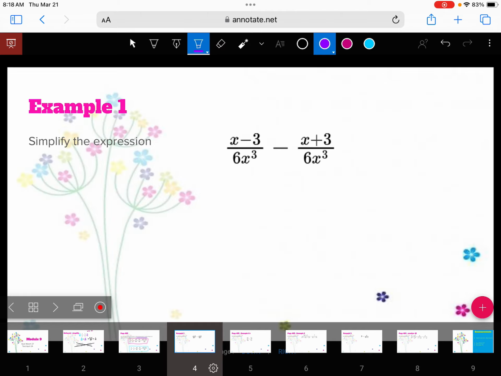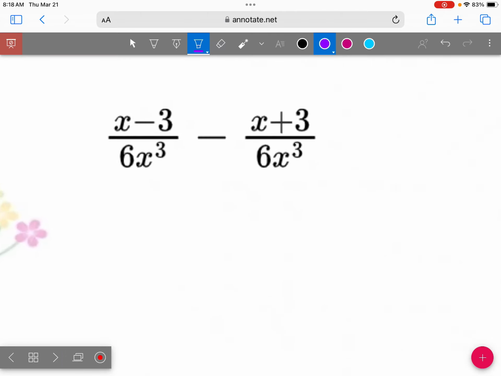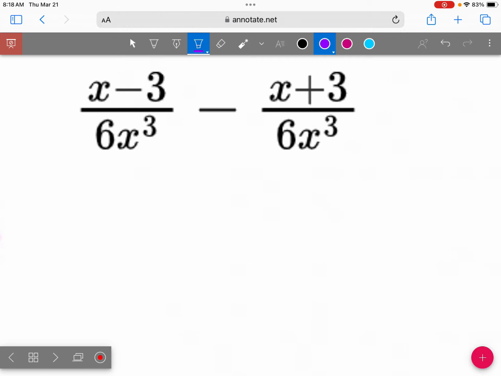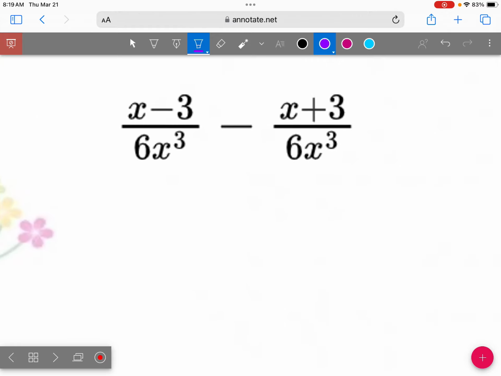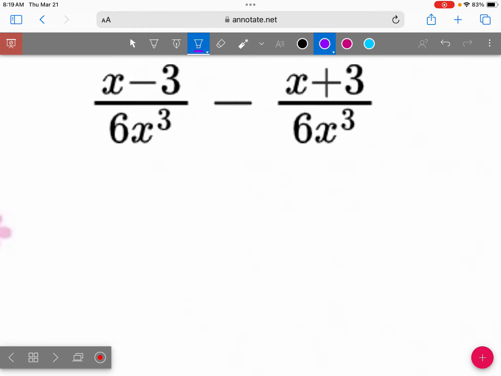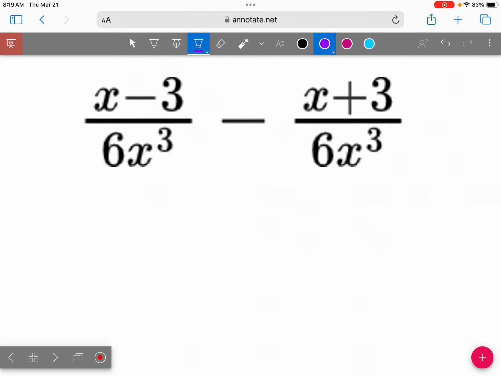So let's look at our first one. Yes, yeah, step in the hole. All right.